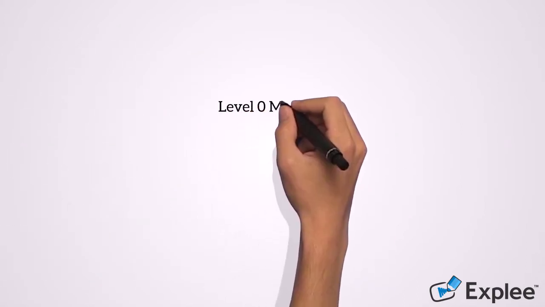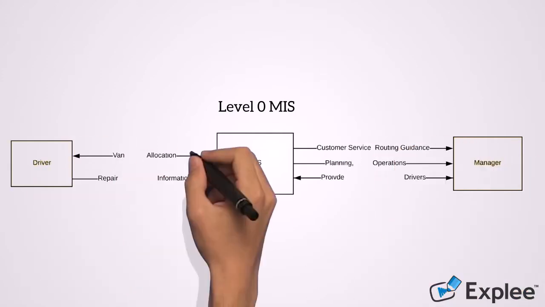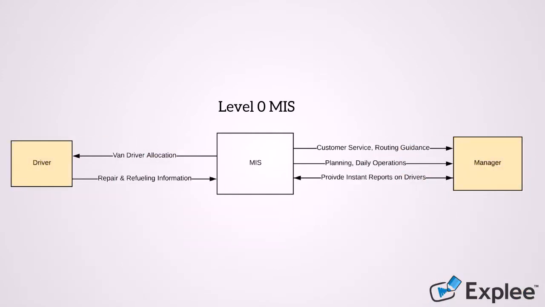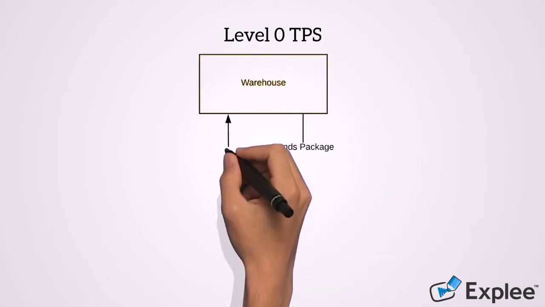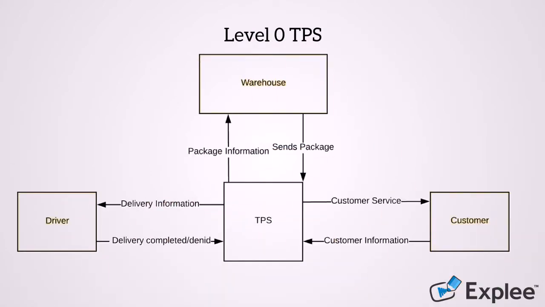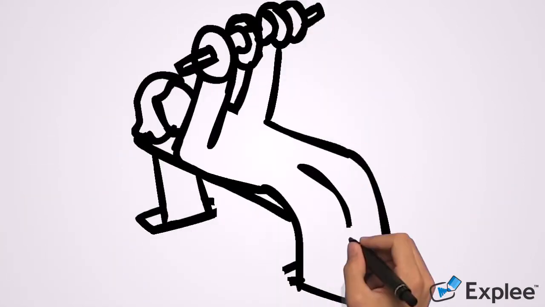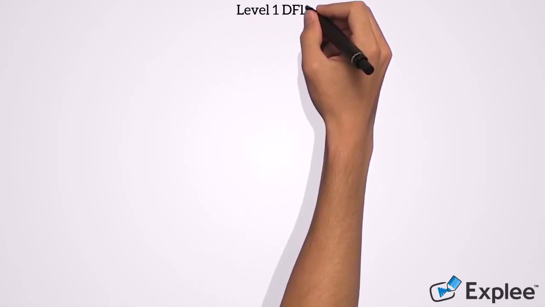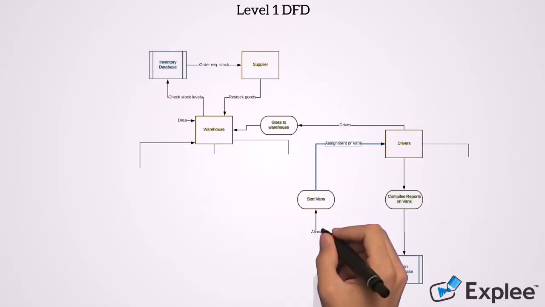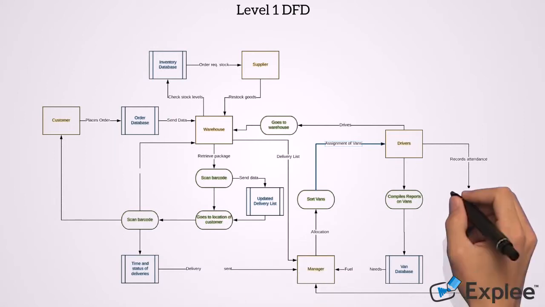You can see our MIS starts at level 0 and is very basic with only 2 external entities. Here you can now see our TPS also at level 0. Again, there are the basic ideas with the 3 main external entities. Building on each level 0, we created our level 1 component to show the relationship between each system using more detail such as more external entities, detailed processes, and at least 3 databases.